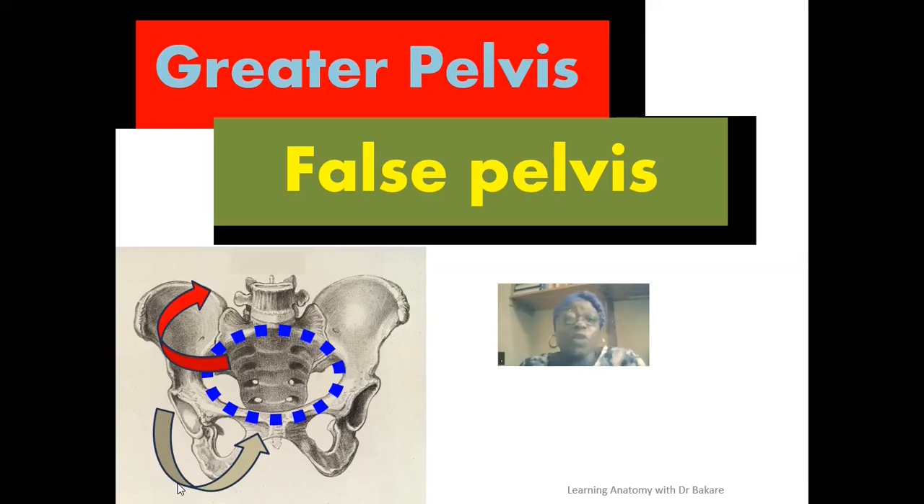In this lecture, we'll be focusing on the greater pelvis, which is this region here that is arrowed in red. So ride on with me as we highlight the anatomical configuration of the greater pelvis, the different structures that are seen to form the borders of the greater pelvis, and also the different organs that are located within the space.